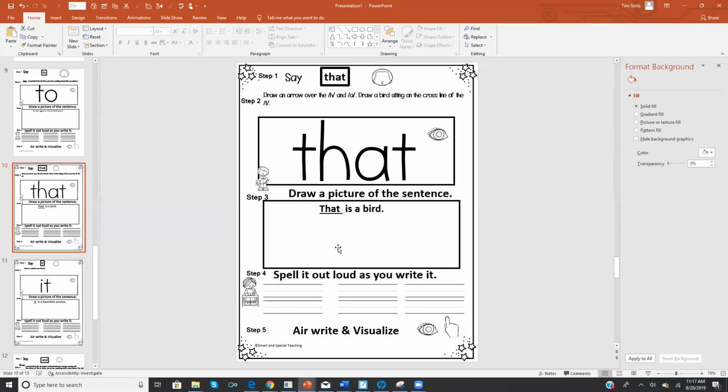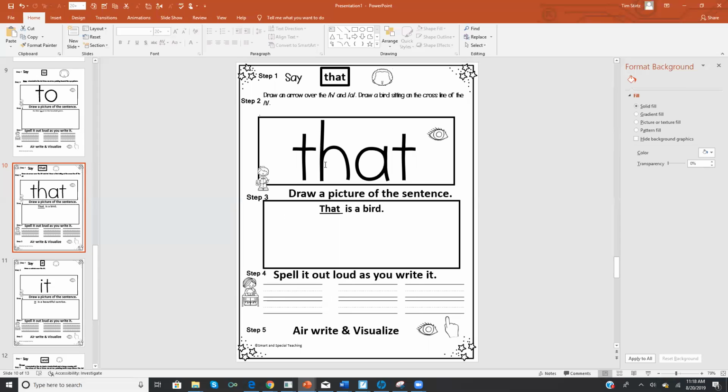And then they're going to spell it out and say it as they write it. T-H-A-T. And not at the end, but as they write the letters. T-H-A-T. And then we could visualize that and have them close their eyes and try to remember what the letters were in the order that they were in.